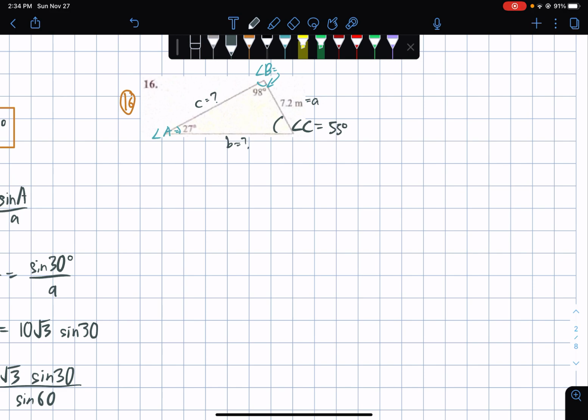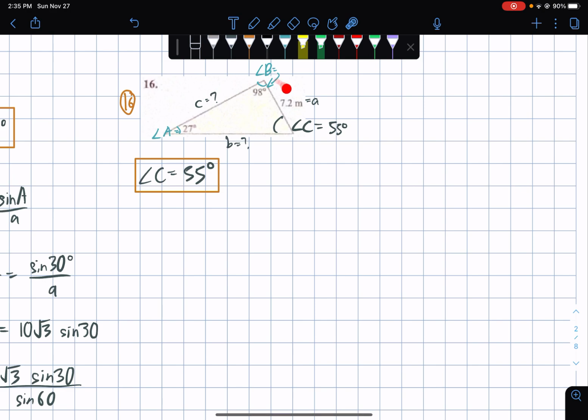So we know that our angle C is 180 minus 98 minus 27, which is 55. Oops, don't forget the degree symbol. Otherwise, that's going to be partially wrong. Quantities without units can be extremely misleading and could cause catastrophic consequences. So always remember to write the unit if there is a unit. So what we're missing is B and C.